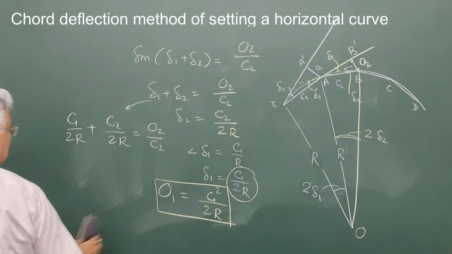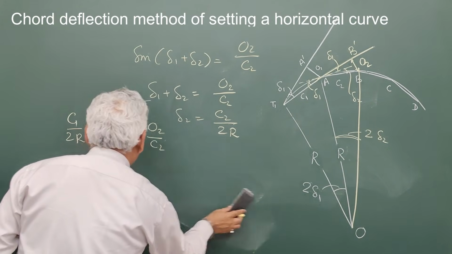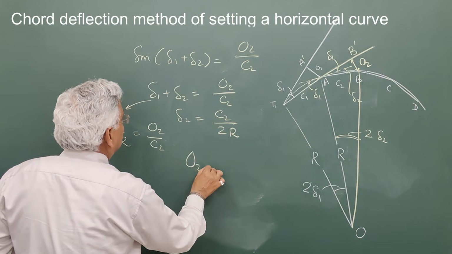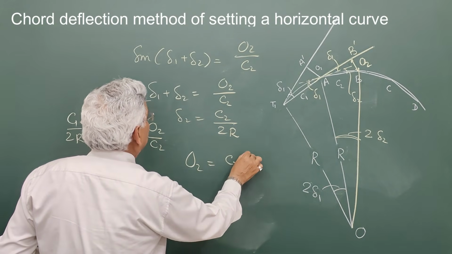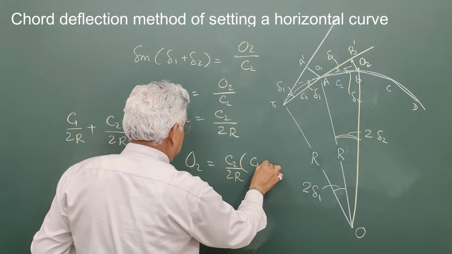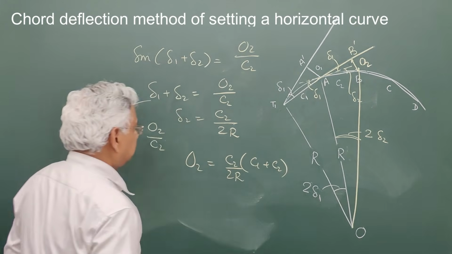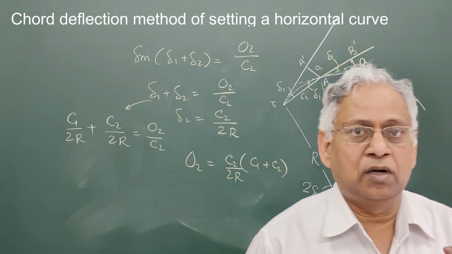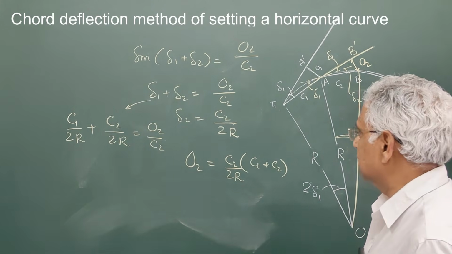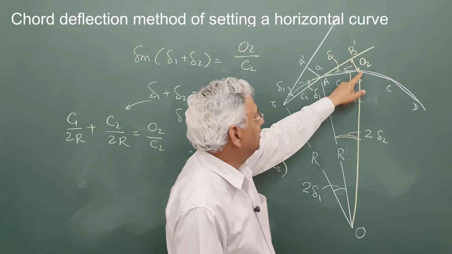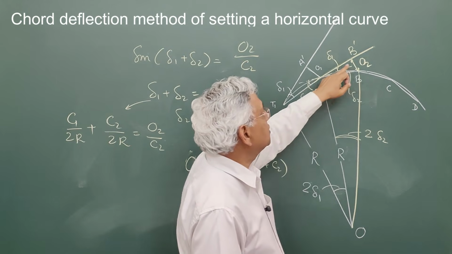Now let me remove this part. So O2 is now C2 into C2 upon 2R into C1 plus C2. Remember, C1 and C2, they are the chord length. So this is the second offset. Second offset of point B from produced chord.